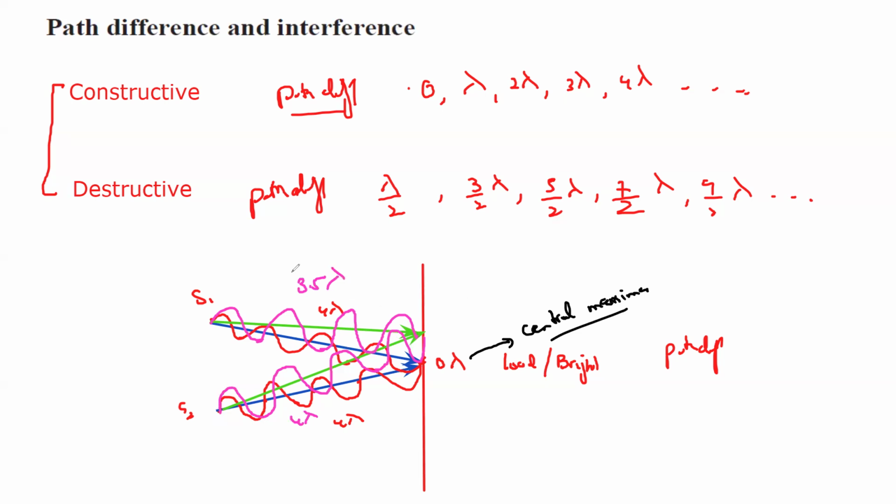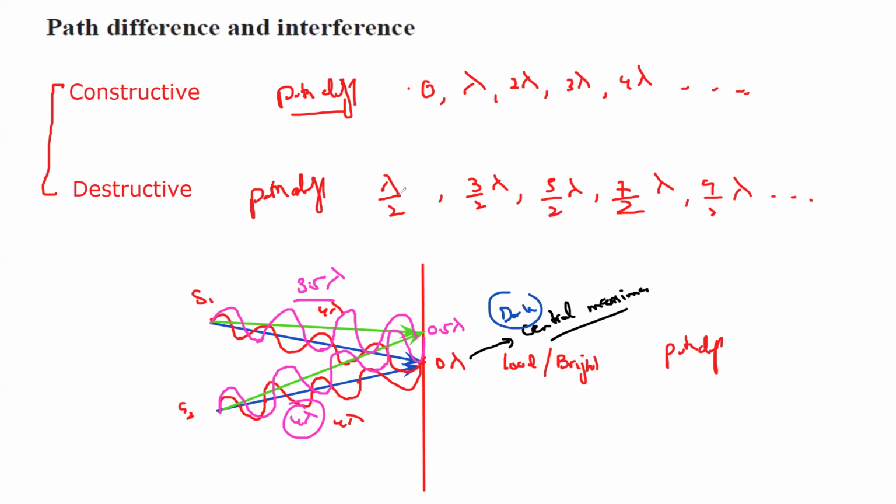So what is the path difference here? One is traveling 3.5 wavelengths, another is 4 wavelengths. The path difference is 0.5 wavelength, or 1 by 2 wavelength, or lambda by 2. When the path difference is lambda by 2, it will be a destructive interference. If it's a sound wave, there will be no sound, and if it's a light wave, this region will be dark.